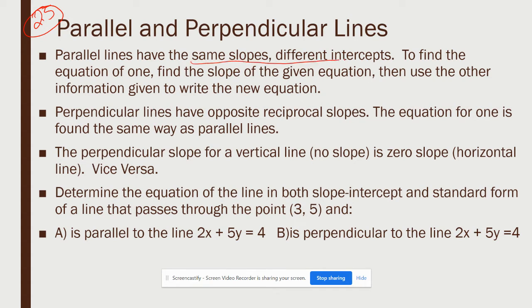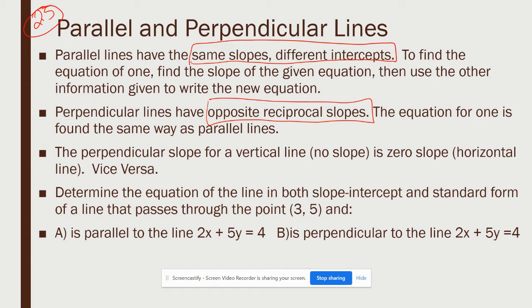Parallel lines have the same slopes, but different y-intercepts. Perpendicular lines have opposite reciprocal slopes. So let's talk about opposite reciprocal slopes. Opposites are positives and negatives.